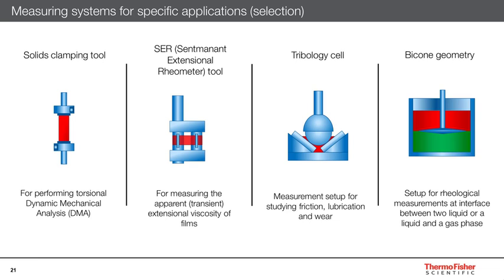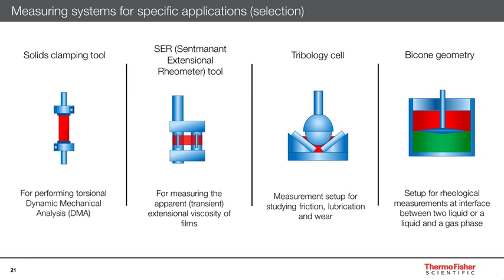Besides the discussed standard measuring geometries for rheological tests, there are various special geometries available for specific applications. Some of them are shown on this slide. When using the solids clamping tool, a rotational rheometer can be used to perform dynamic mechanical thermal analysis with solid specimen. This type of analysis is used, for instance, to determine characteristic phase transitions of a material, such as the glass transition.